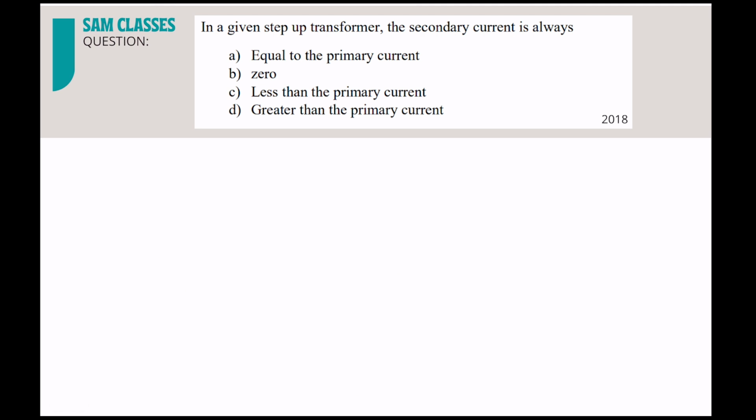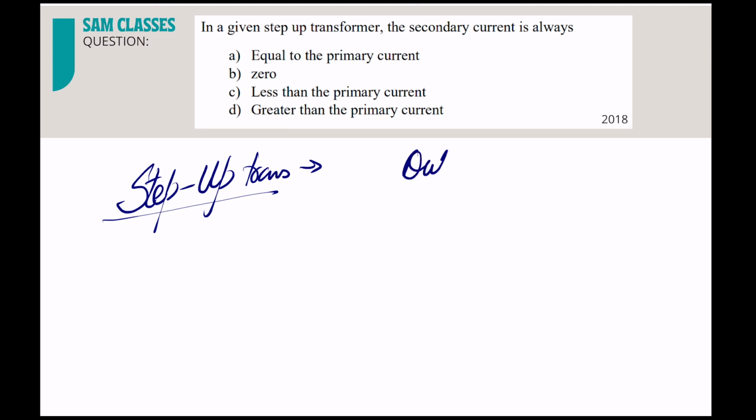In a given step up transformer, first thing is, a lot of students don't understand what is a step up transformer. So step up transformer means, what does it mean? We get a higher voltage, correct? The output voltage is high. Now they're talking about the current. So see here, very important. We know output voltage is high. So you should know this one. Output voltage is high.